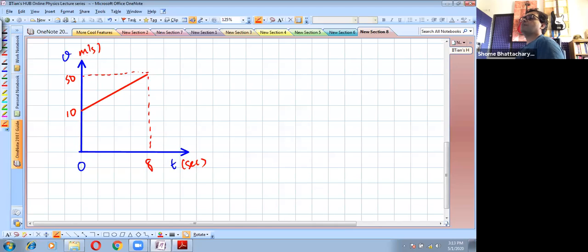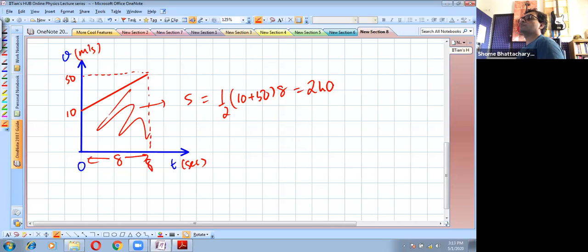So this way you can bypass calculating the acceleration and all that. You can see that this would be the displacement. So the displacement would be half into the sum of parallel sides, that is 10 plus 50, into the perpendicular distance between them, that is this, 8 seconds. So directly you can see you get an answer of 240 meters. This is another way we can do the question.